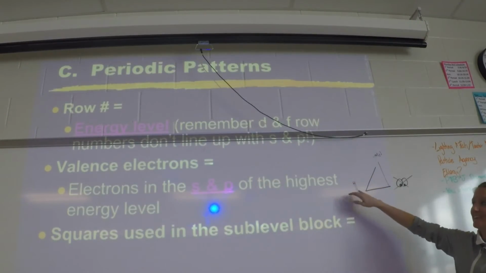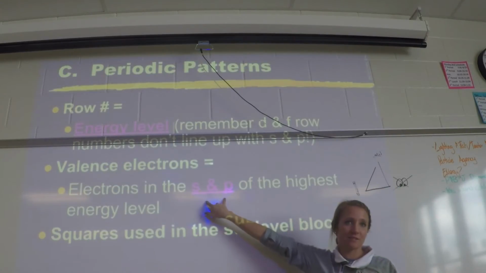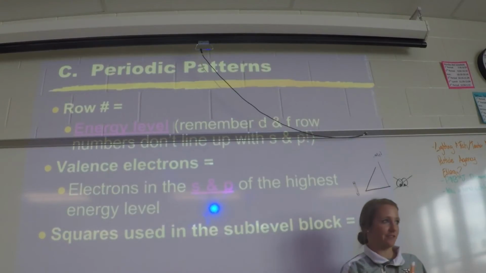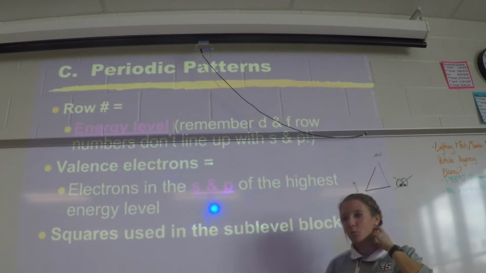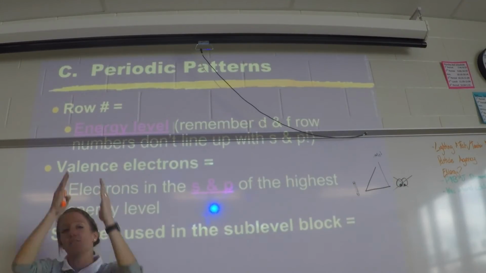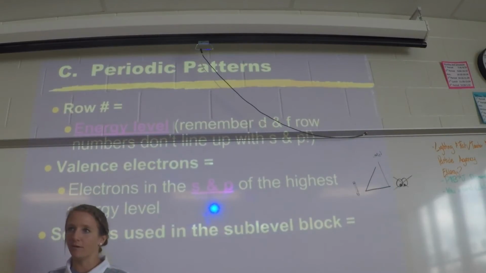Another cool pattern is that the number of valence electrons are the electrons in the S and the P of the highest energy level, okay? So when we've talked about valence electrons in the past, we can find the number of valence electrons by looking at the column on the periodic table, right? Everything in this column has 1, everything in this one has 2, and what did we do with the D block, or the transition metals? We skipped them, yeah, we ignored them, and then these were 3, 4, 5, 6, 7, 8.